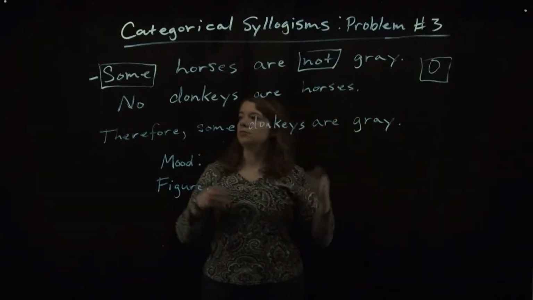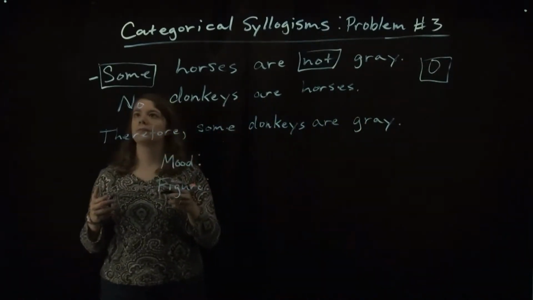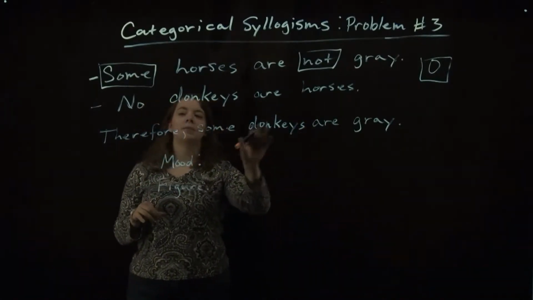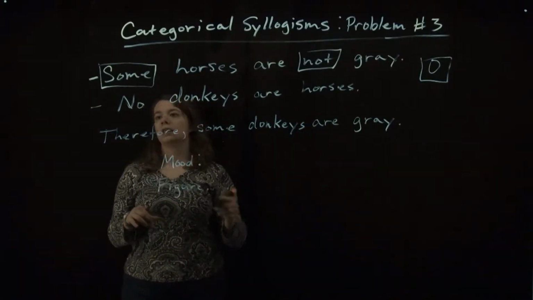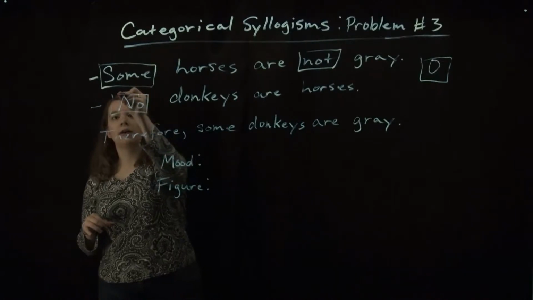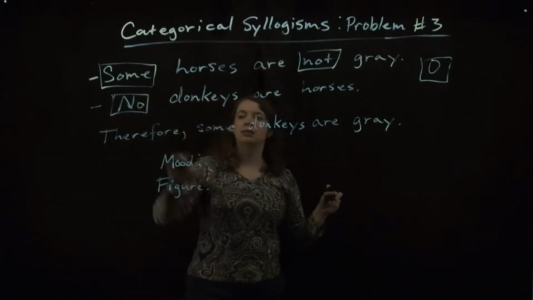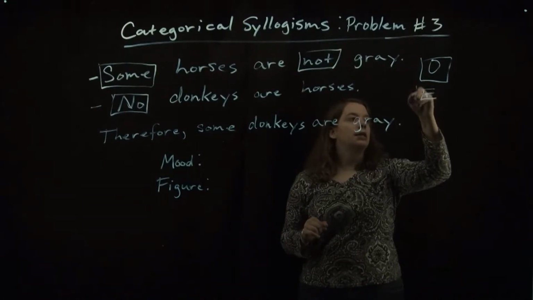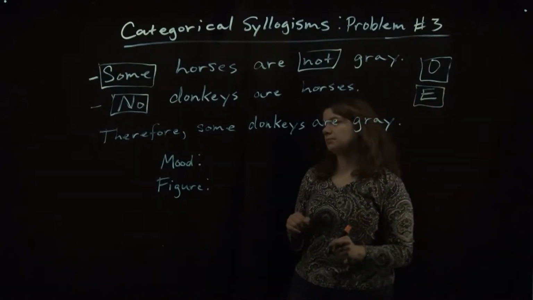We'll go back to the different forms of propositions. Okay, the second premise says no donkeys are horses. So once again, we look at this quantifier. We know that because of this quantifier, this will make this an E proposition.